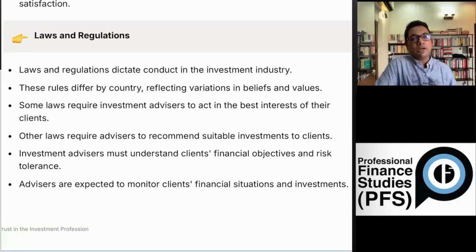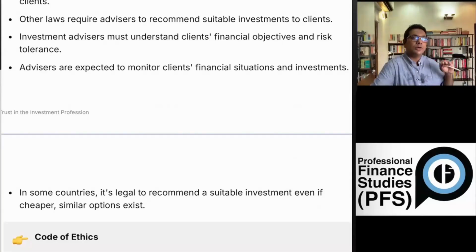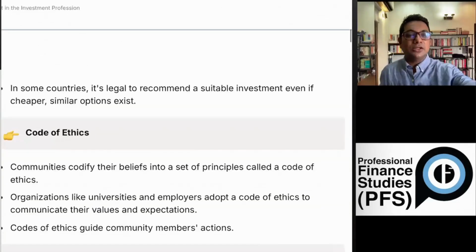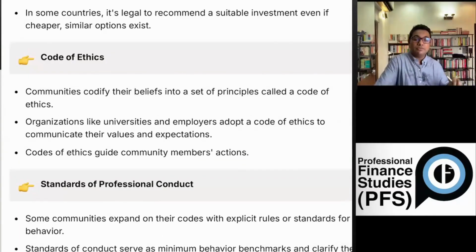Whenever we are talking about investment for a client, understanding the client's risk objectives, return objectives, and risk tolerance is very, very important for investment advisors. And investment advisors are expected to monitor the client's financial situation and investments. Whenever we monitor clients' financial situations, investment situations, and life situations, we are able to know the things affecting clients' risk and return objectives. In some countries, it is legal to recommend a suitable investment even if cheaper similar options exist. There are regulations like this.